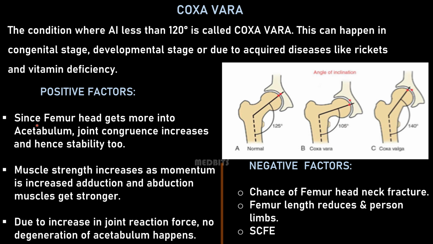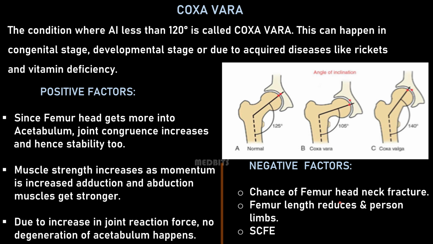Since the femur head goes more into the acetabulum, joint congruence increases and hence the stability also. The muscle strength increases as the moment is increased. Adduction and abduction muscles also get stronger. That's good news. Due to increase in joint reaction force, no degeneration of the acetabulum happens. So this is the complete opposite of Coxa Valga, right? Now let's go with the negative factors.